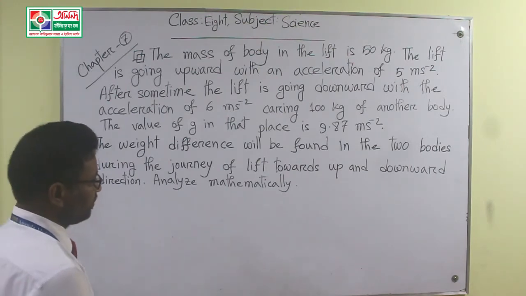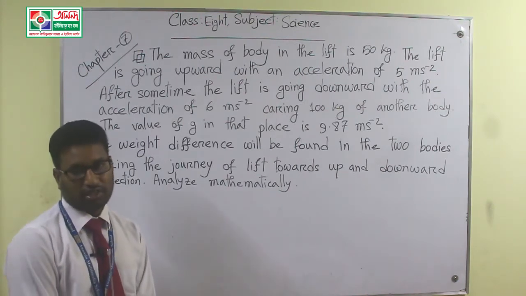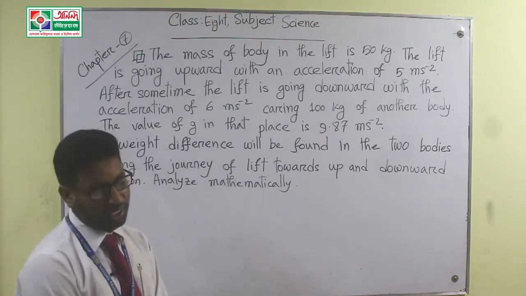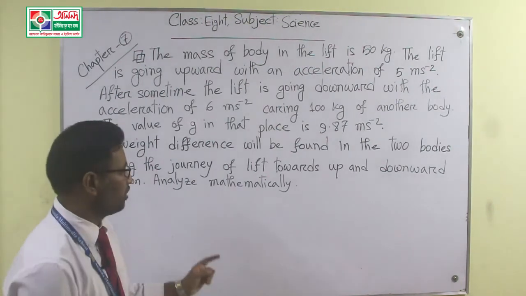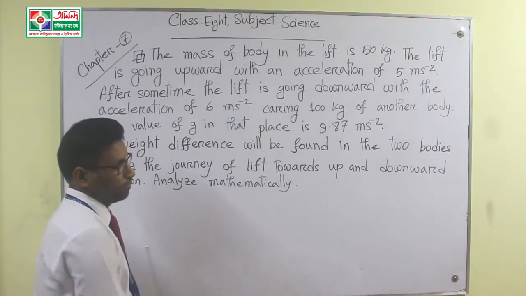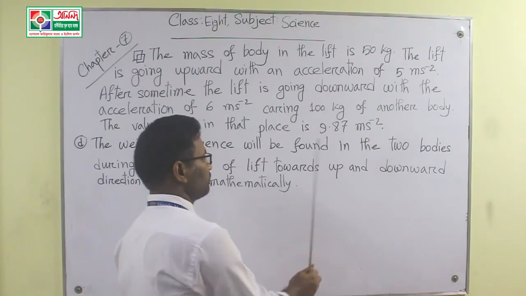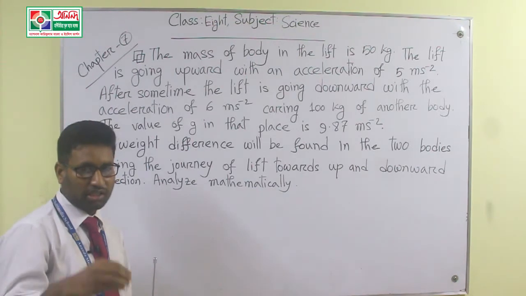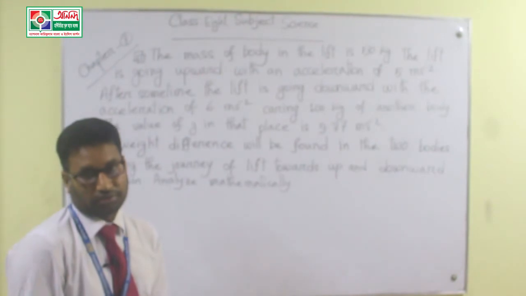I have already calculated the upward direction, and we get 743.5 Newton. This is the value of the upward direction. And now at this moment I will calculate the downward direction. When the lift is going on downward direction, in this case, the mass of the object and the acceleration, what will be?